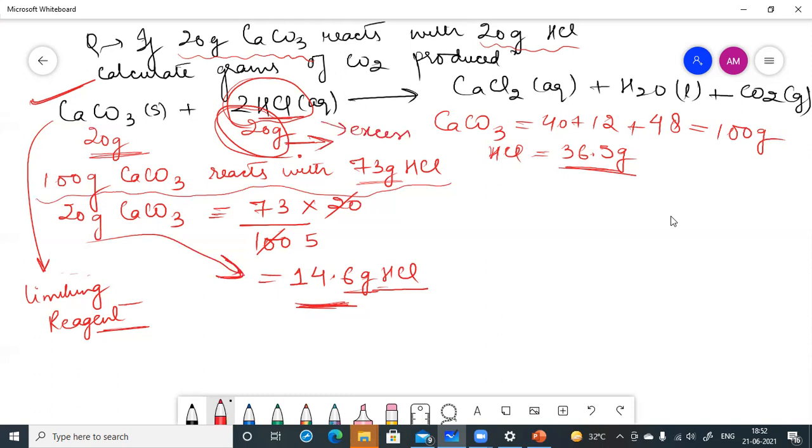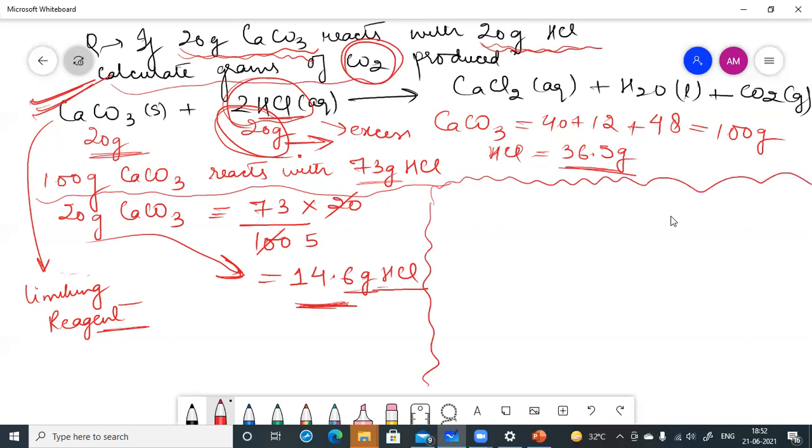Now, since you have been given both amounts, the amount of calcium carbonate and the amount of HCl, what will you do? You first determine the limiting reagent, which we have done. My calcium carbonate has come out as the limiting reagent. Now what do you have to do? The question says that you have to calculate the amount of CO2 which is produced. So you will do the calculation in terms of the limiting reagent, which is calcium carbonate in this case.